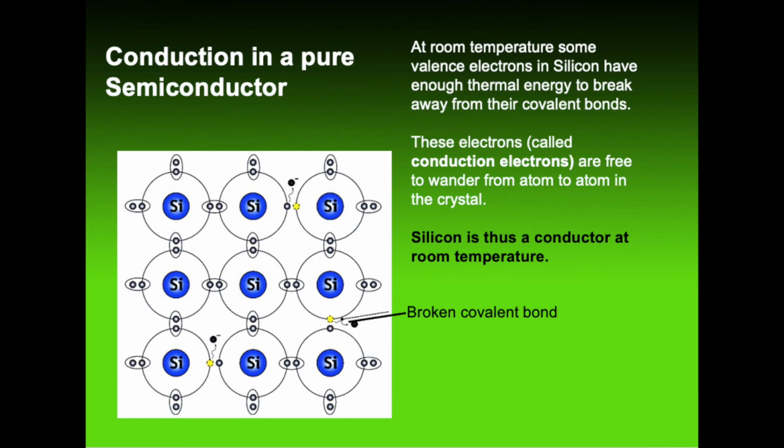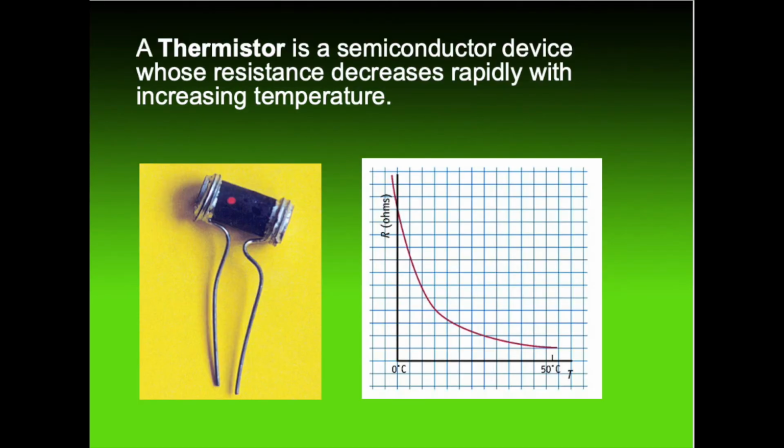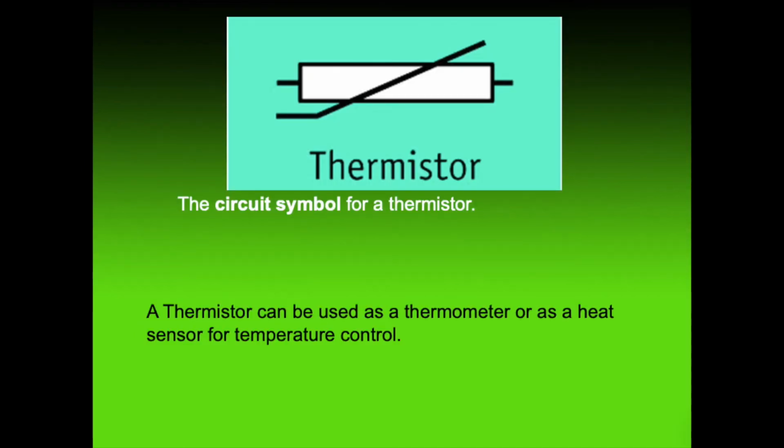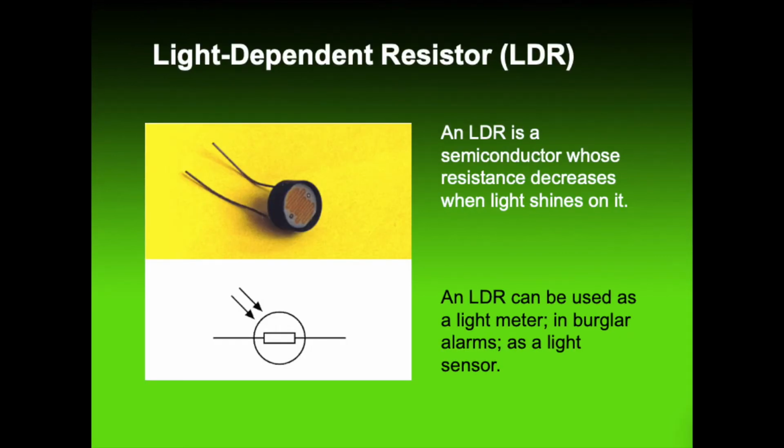Okay, so let's look at a particular example of a semiconductor. So a thermistor is just like we talked about. As you heat it, its resistance is going to decrease. So it's a semiconductor whose resistance decreases rapidly as you increase the temperature. Its symbol is kind of like a normal resistor with that line through it. And it's usually used to control the temperature of stuff. So your oven's thermostat or central heating, anything where you want to control the temperature of something would probably have a semiconductor inside.